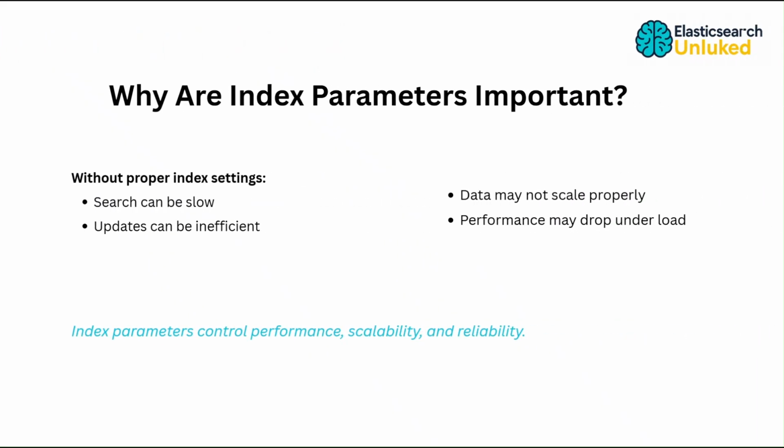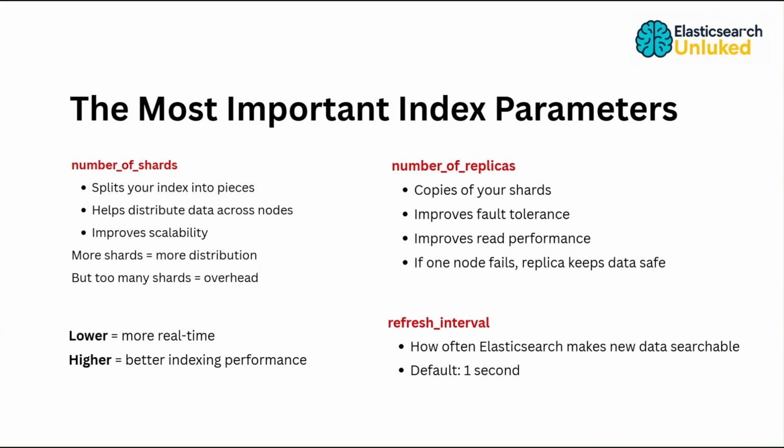Why are index parameters so important when it comes to data indexing in Elasticsearch? Without proper index settings, searching products within a particular system becomes very difficult and slow in terms of response. Updates can be inefficient, data might not scale properly, and performance drops under load. Index parameters control performance, as I've mentioned earlier. They create scalability and enable reliability in data management.